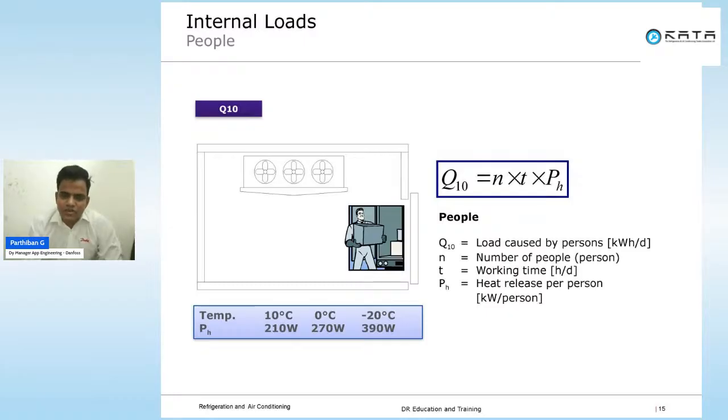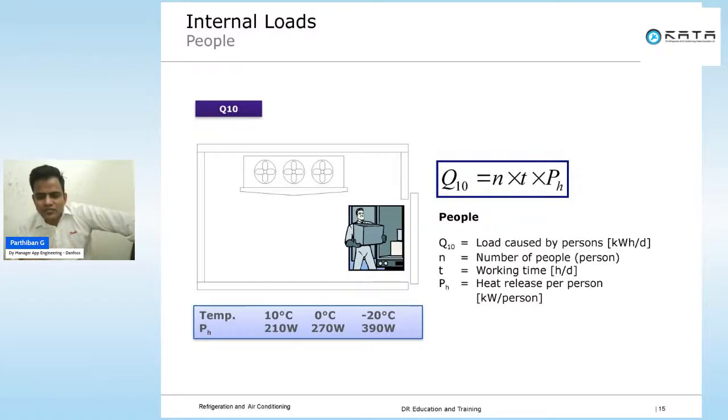A person, because of body metabolism and because of the temperature difference, there will be some heat emission from our body. How much heat is it emitting? There is a value here. If the cold storage is maintained at 10 degrees Celsius, the heat emitted is 210 watts. If it is at 0 degrees Celsius, the heat emitted by our human body is 270 watts. If it is minus 20, it's 390 watts. So the heat emission will increase as the temperature decreases. Because of a temperature gradient between our body and the cold storage, the heat will be emitted.